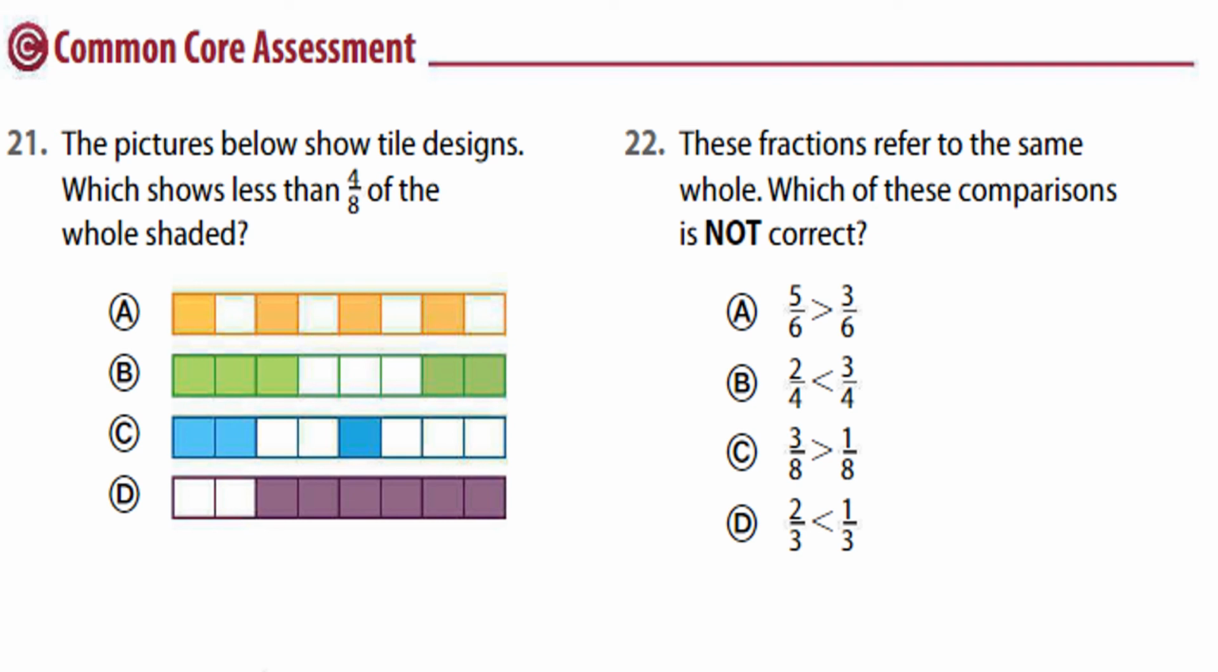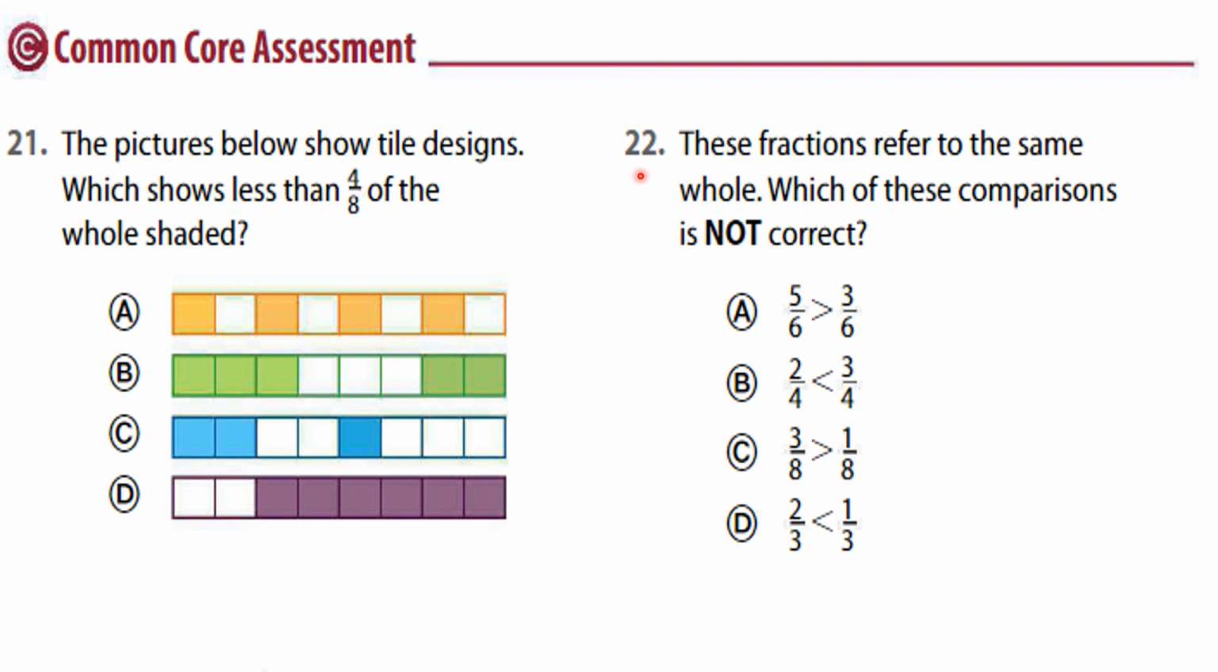In question 21, the picture below shows tile designs. Which shows less than 4/8 of the whole shaded? So all the strips are divided into 8 equal parts, and you have to choose from A, B, C, and D which one is showing less than 4. Less than 4. So just choose the number of the colored parts which is less than 4. Okay, and circle your answer.